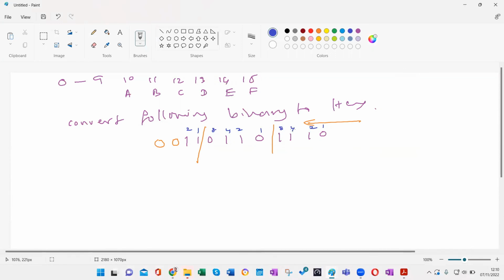That's 1 8, 1 4, 1 2. 8 plus 4 is 12, 12 plus 2 is 14. Here we have 6. Here we have 3. Right? 3 and 6, okay. But 14, you have to use E for that. So the answer is 3, 6, E. That's the hexadecimal equivalent of this.